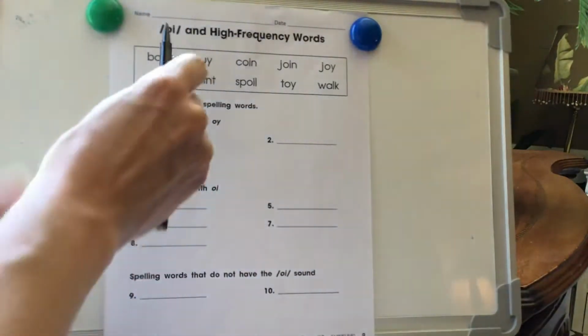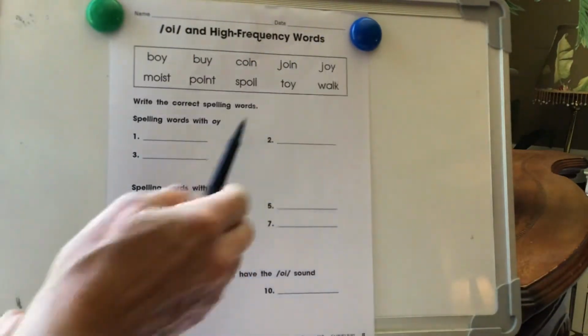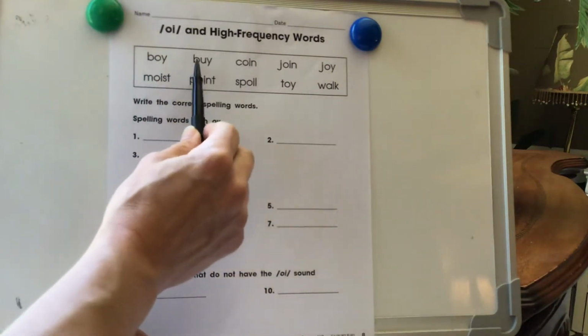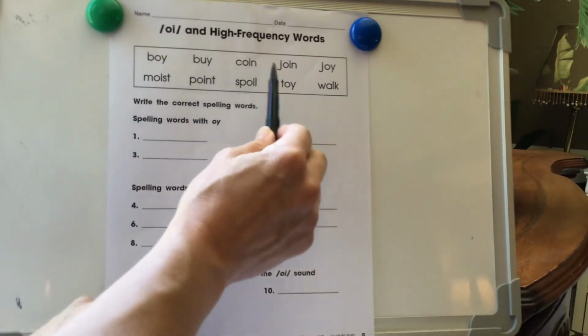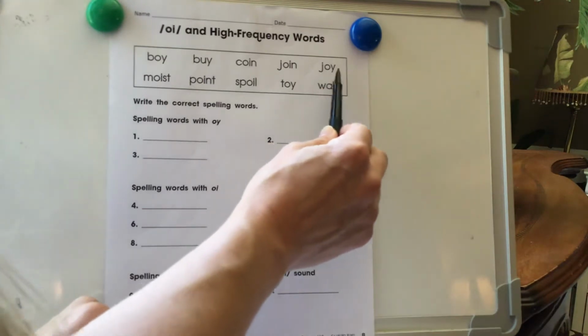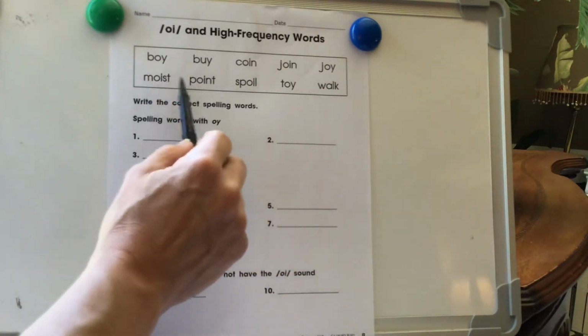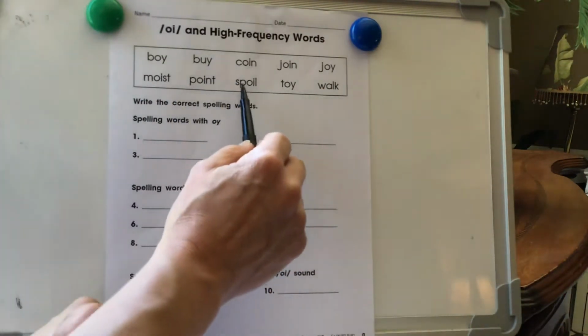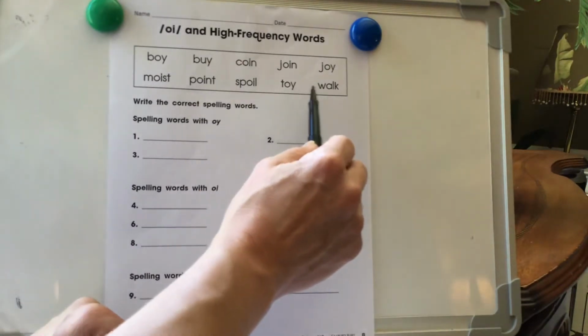Okay, so that's our high frequency words worksheet. This one here, I'm going to let you guys do on your own, but let's go over the directions. It's the oi and high frequency words. So we have boy, buy, coin, join, joy, moist, point, spoil, toy, and walk.